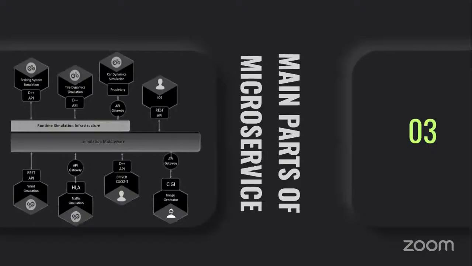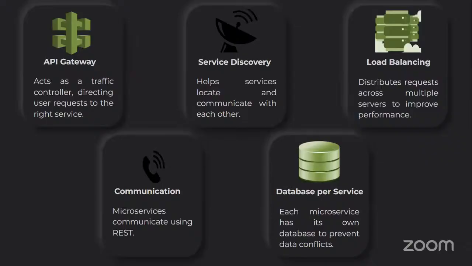The main parts of microservices. The first one is the API gateway, which acts as a traffic controller directing user requests to the right service. It directs the user request. This is the main way each service communicates together.